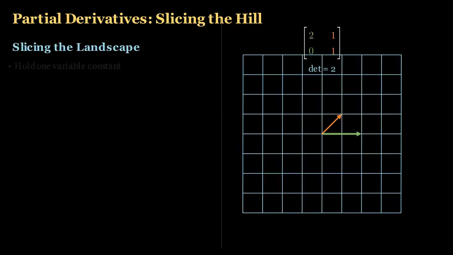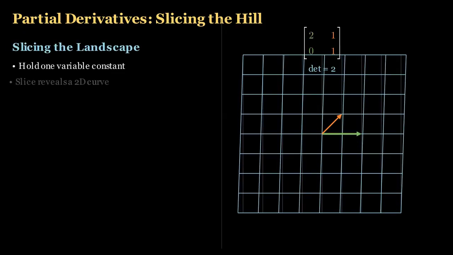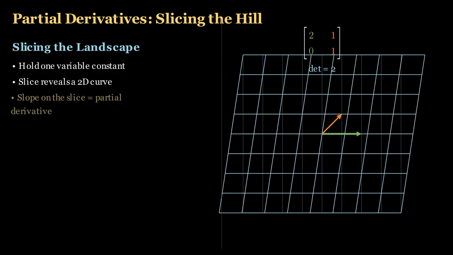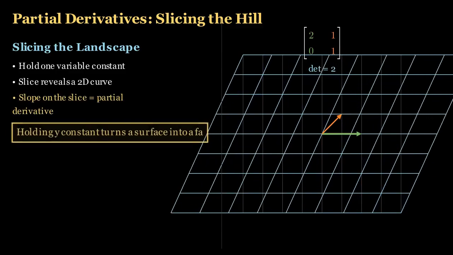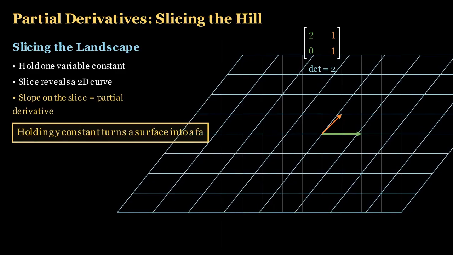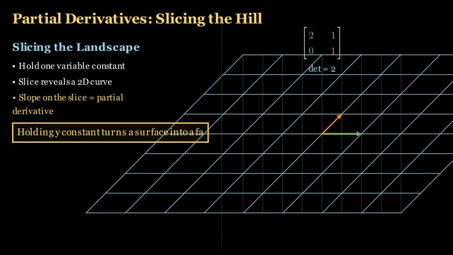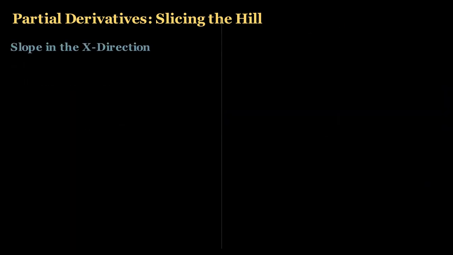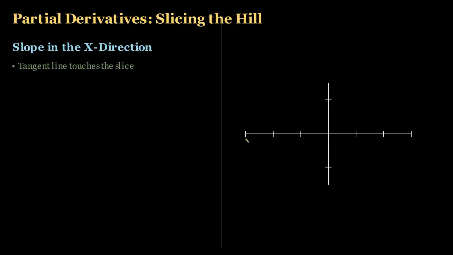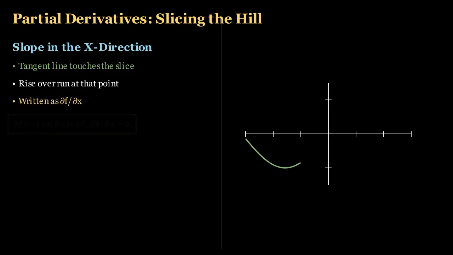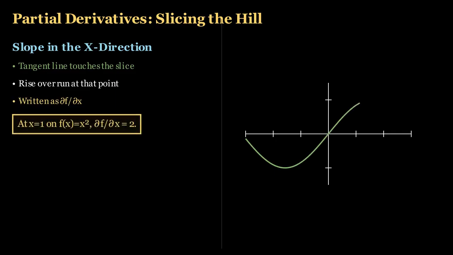We just stood on a 3D landscape. To measure its steepness, we slice it along a pure x direction, holding y constant. This reveals a simple 2D curve whose slope is the partial derivative. On this x slice, we draw a tangent line at our point. Its slope, rise over run, is the partial derivative with respect to x, written with a curly d, f_x. It measures pure x steepness.